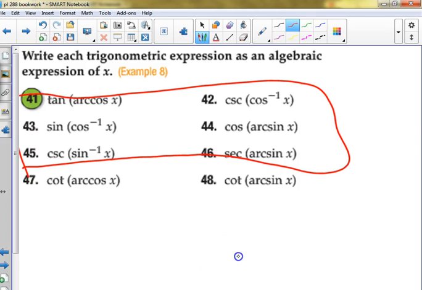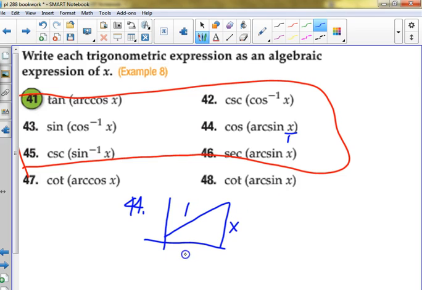Okay, somebody pick one. Okay, 44. The sine is x over 1, right? Opposite and hypotenuse. What's going to go here then? That's not the expression every time, by the way. Okay, so now it wants the cosine of that, which is adjacent over hypotenuse.